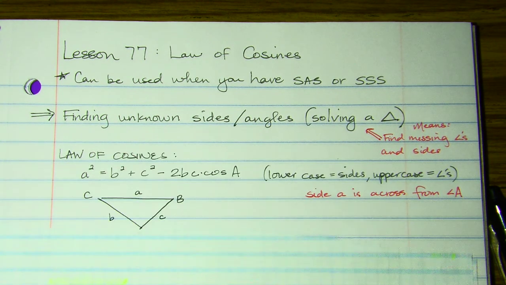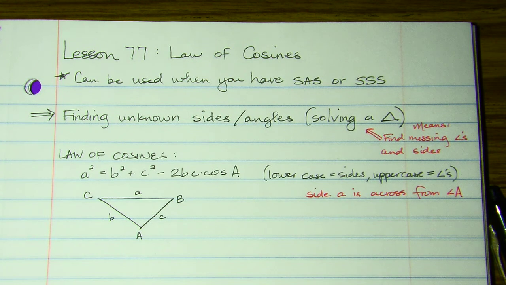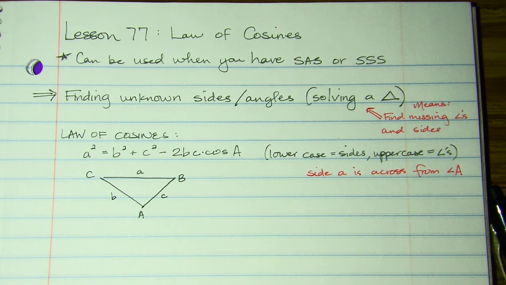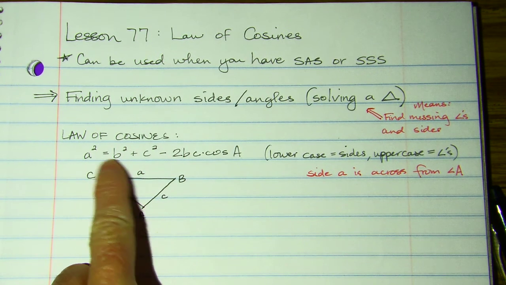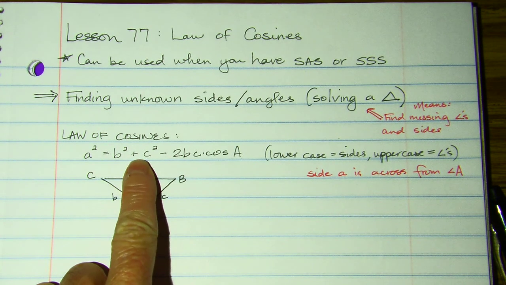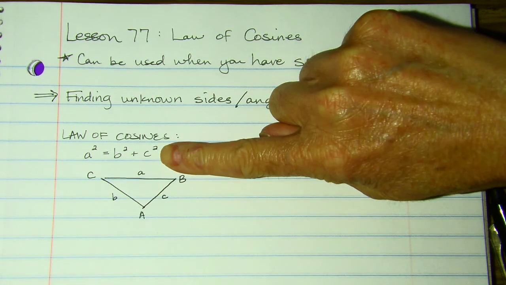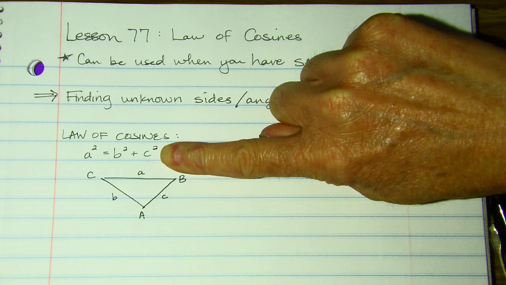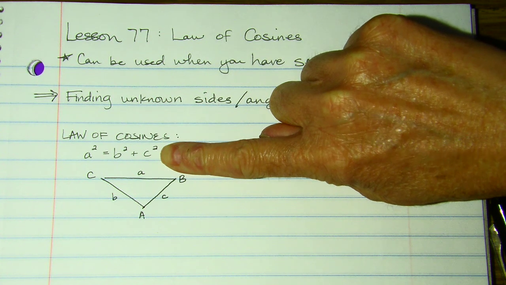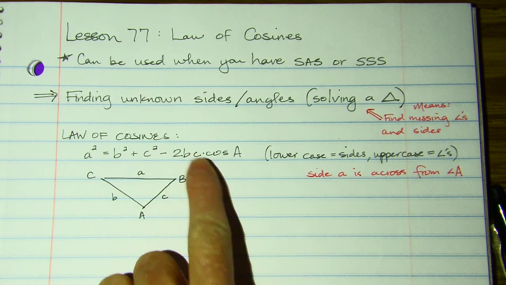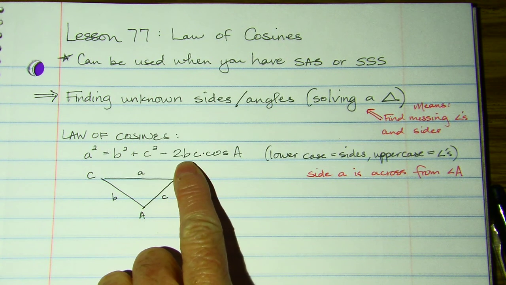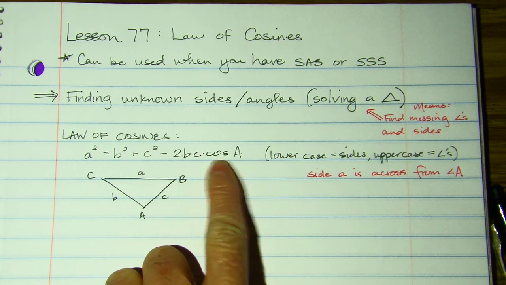So here's our law of cosines. It is kind of long. You'll recognize part of it. So a squared equals b squared plus c squared. Hopefully that looks a little familiar. It's not exactly identical to the Pythagorean theorem, but it has the same letters. Then you're going to subtract the product of 2 times b times c times cosine A.